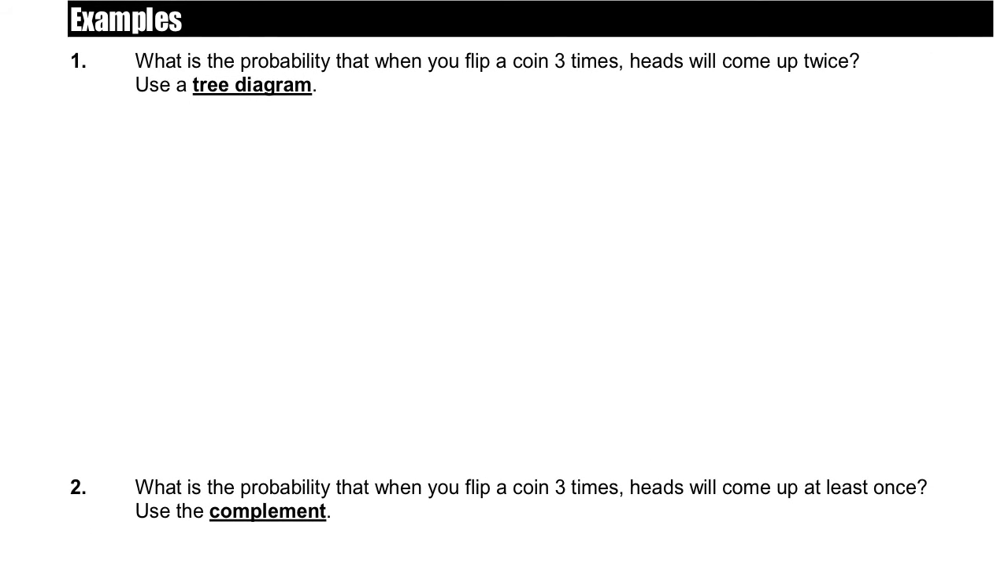The first one. What is the probability that when you flip a coin 3 times, heads will come up twice? So this is kind of a complicated situation to think about just in your mind. So when you have a situation where you're flipping a coin 3 times in a row, each time you flip the coin, there's 2 possible outcomes, but each time you flip the coin, you're kind of compounding the difficulty of figuring out what the probabilities are.